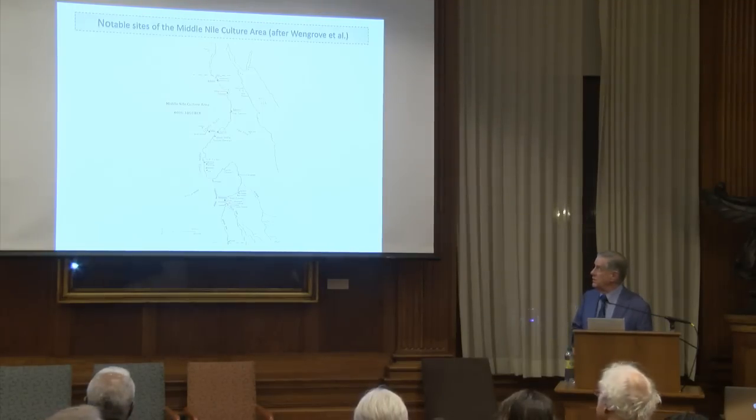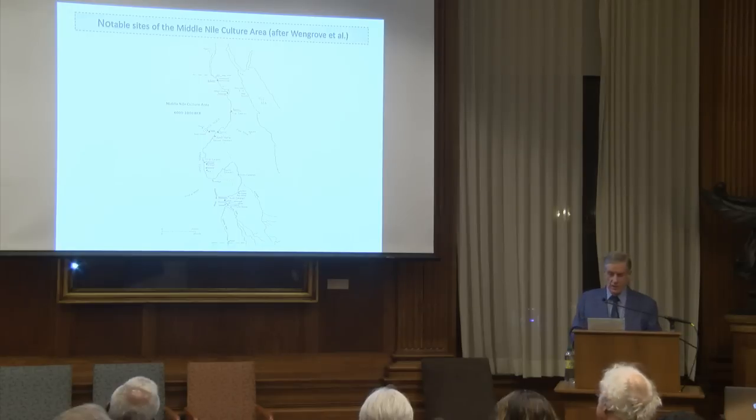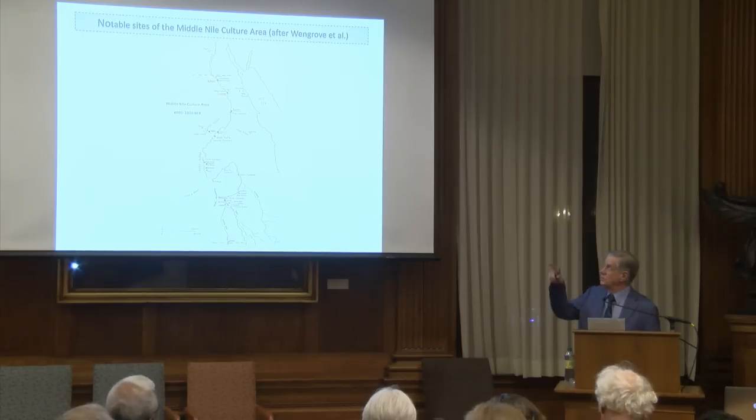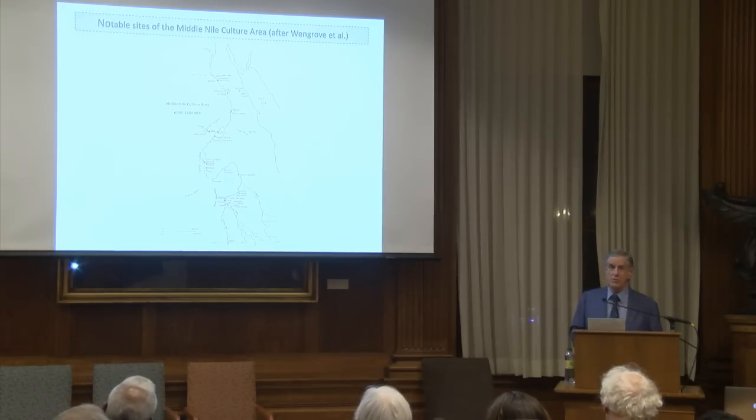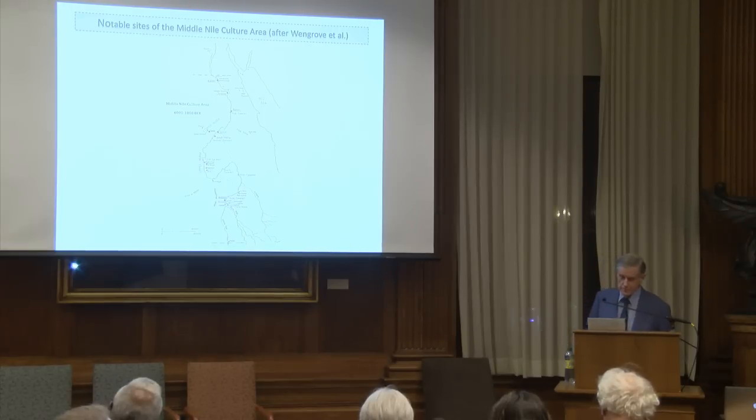Now here's a map, and it's in your handout, I hope we gave you the proper version. Anyway, this is a map with additional notations by me, given by Wengrove et al., that depicts the extent of this area. You can see the dash lines, the south and the north, that indicate the areas that they are pulling into this big culture area, this region of cultural convergence.